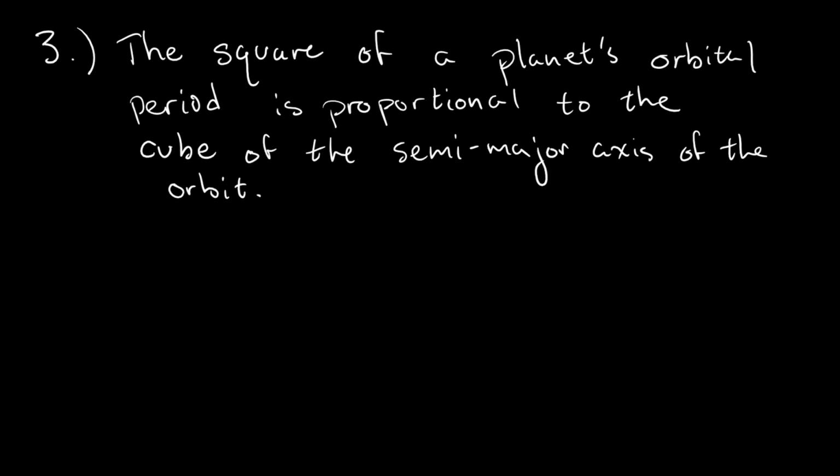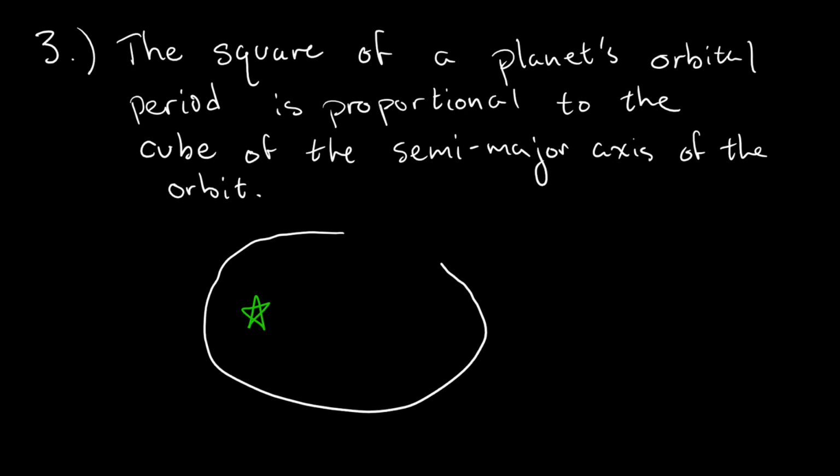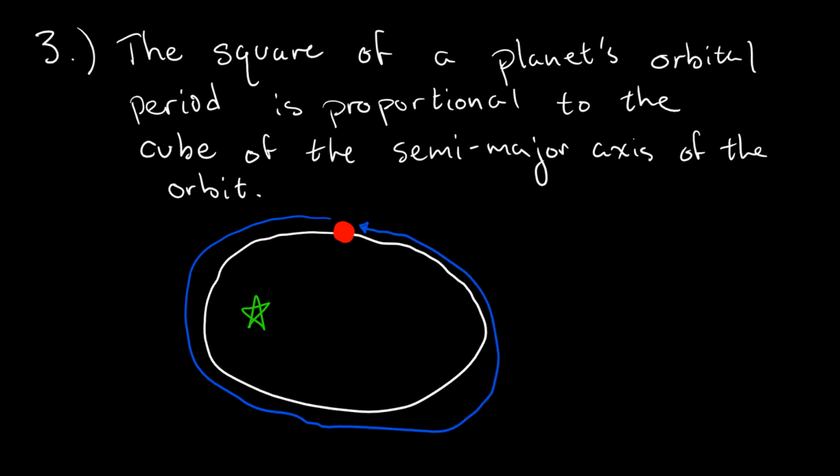Okay, so in English, what does this mean? This means I have some star, draw it here, and I have some elliptical orbit, which looks something like this. Okay, so the orbital period is just saying it takes some time for the planet to go around this orbit.